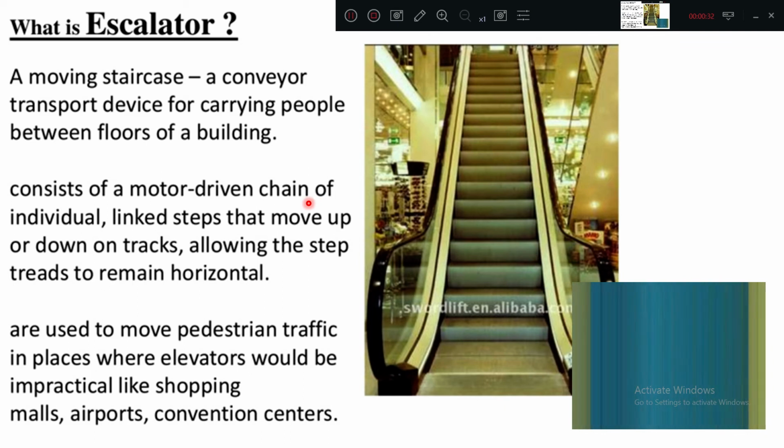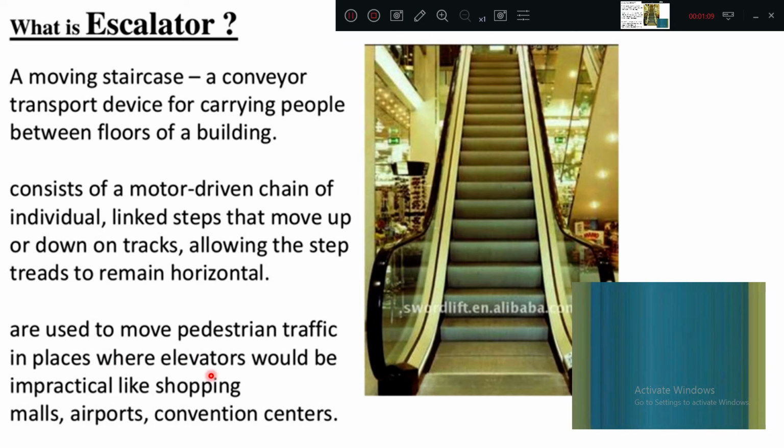It consists of a motor driven chain of individual linked steps that move up or down on the tracks, allowing the step treads to remain horizontal. Very, very important, the steps always remain horizontal. It's motor driven, so when you see the cross section, there are motor driven chains. On those chains, links are there, linking with the steps, so the steps will move on these tracks.